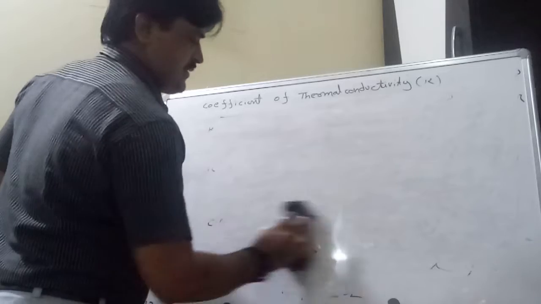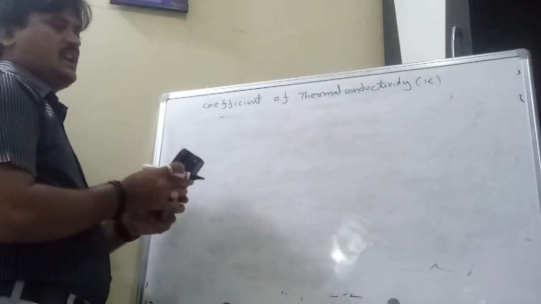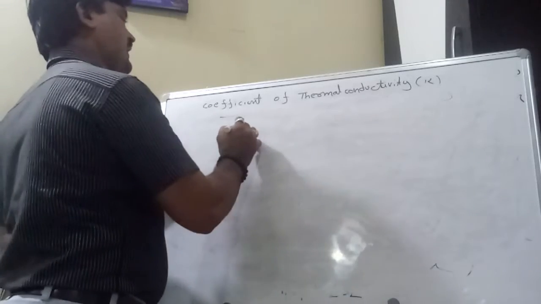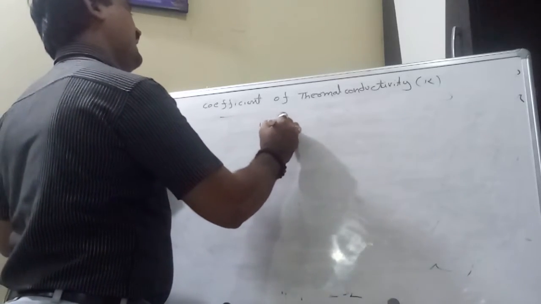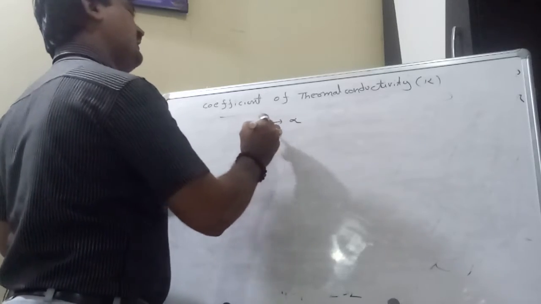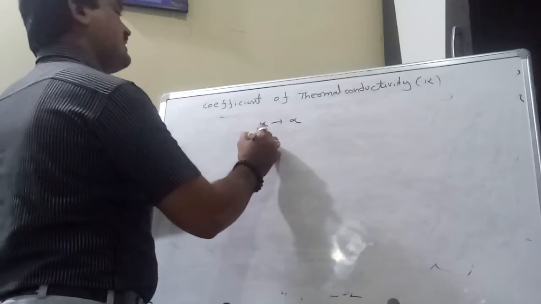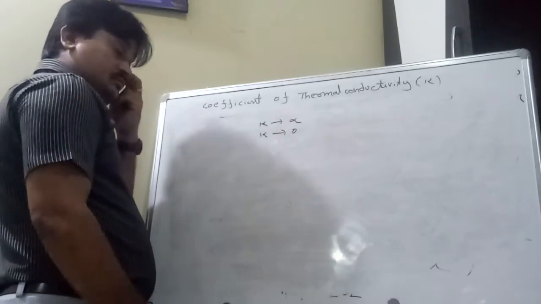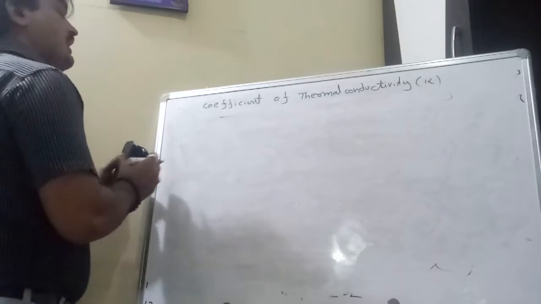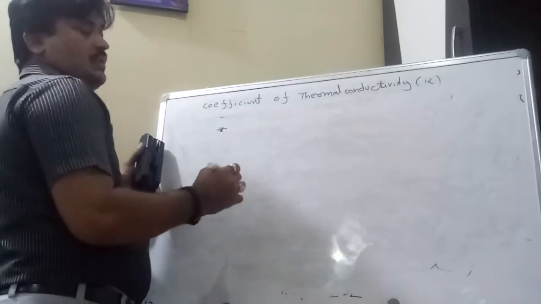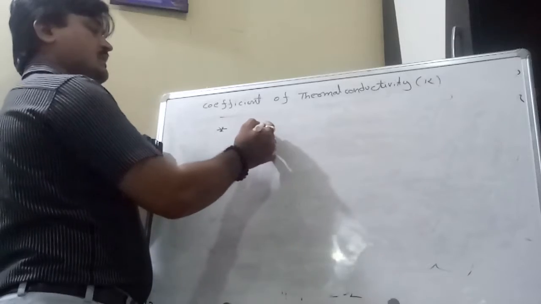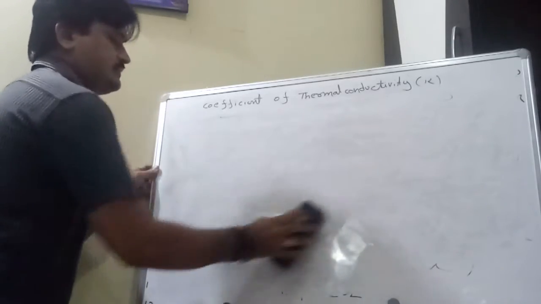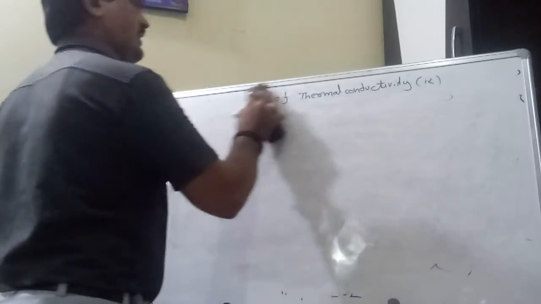K depends on the nature of the substance. K is independent of length, area, and rise in temperature. For perfect conductors, K is infinite. For perfect insulators, K is 0. Good conductors transfer heat well. That is the coefficient of thermal conductivity.